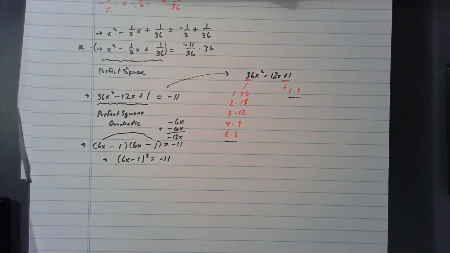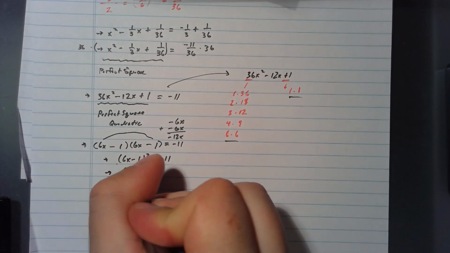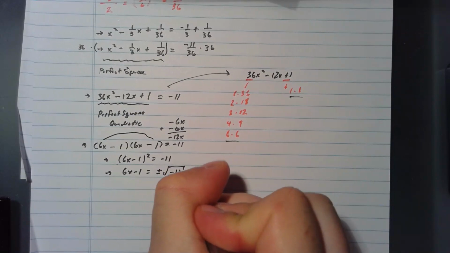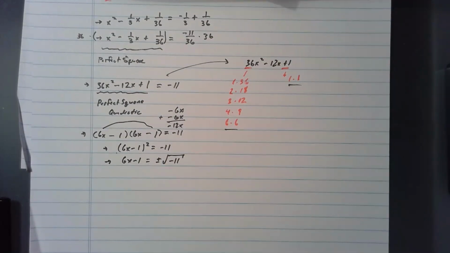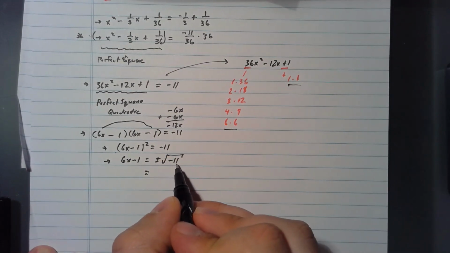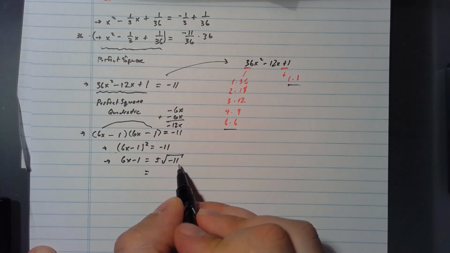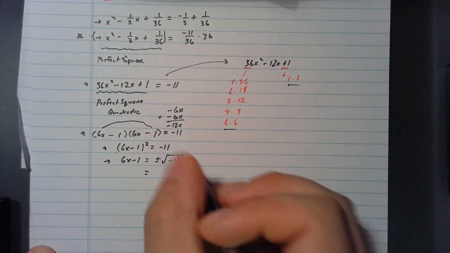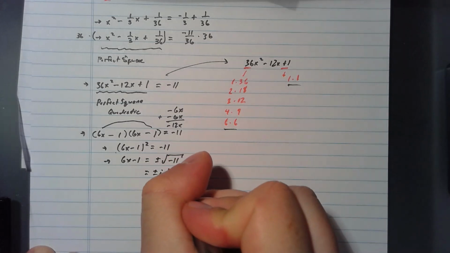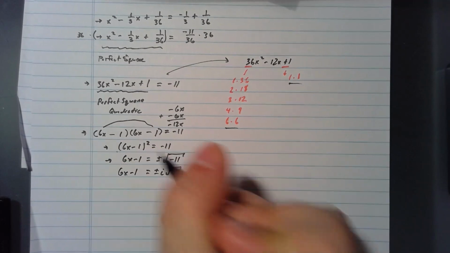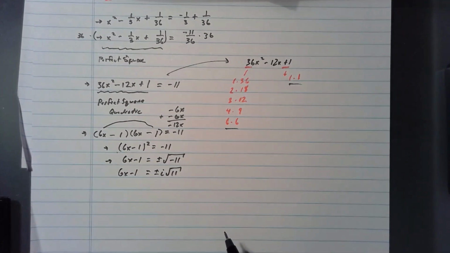Now just take the square root of both sides. So I'm going to get plus or minus the square root of negative 11. Now negative 11 doesn't reduce at all. You can't factor a perfect square out of here, but you could pull out a 1 or an i, right? So I'm going to have plus or minus i root 11, and that equals 6x minus 1. So add 1 to both sides.